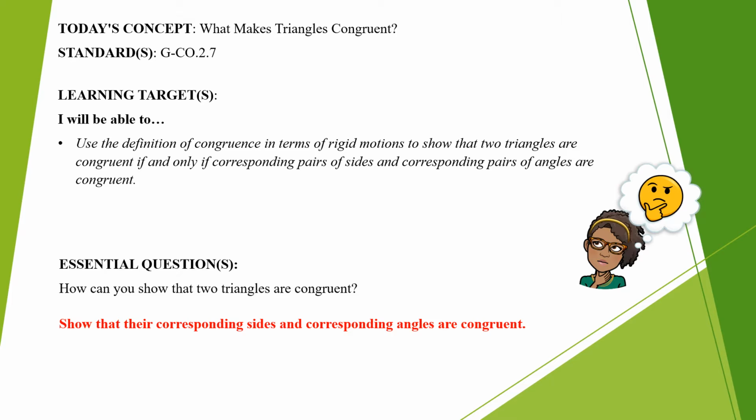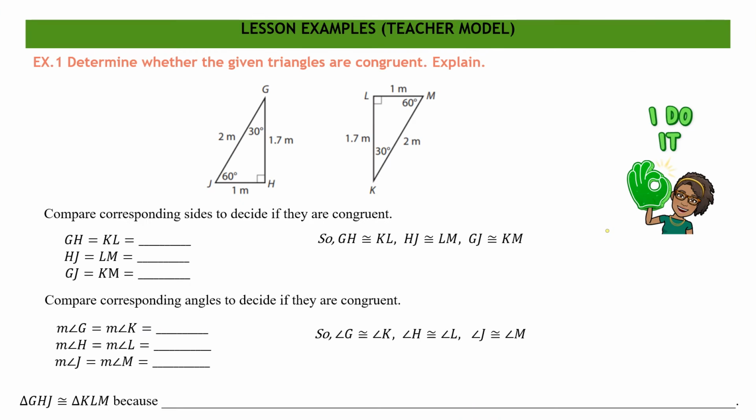are congruent. And we discussed this in our warm-up activity that we can find that two triangles are congruent if we can show that their corresponding sides and their corresponding angles are in fact congruent. So let's look at a couple examples. Example number 1 says determine whether the two given triangles are congruent, and then we're going to explain our reasoning.